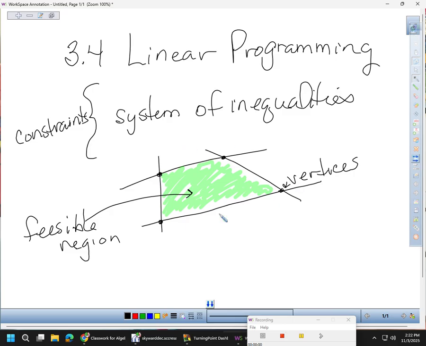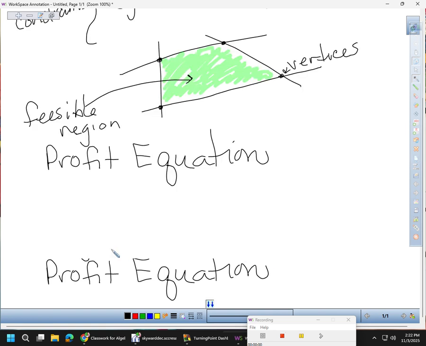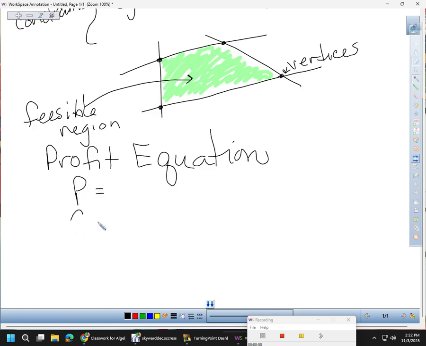Then, outside, after you've graphed this, you're always given what we call a profit equation. The profit equation is usually written as either P equals or C equals, depending. And it's going to ask for either a maximum or a minimum. If it's a maximum, you're trying to make the maximum amount of money. If we're looking for a minimum, usually it's the minimum amount of product you need. So those are the different things we're going to find today.